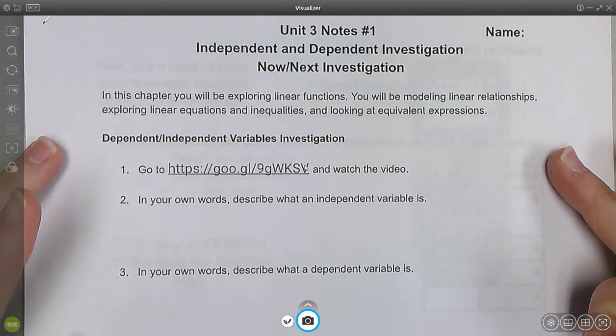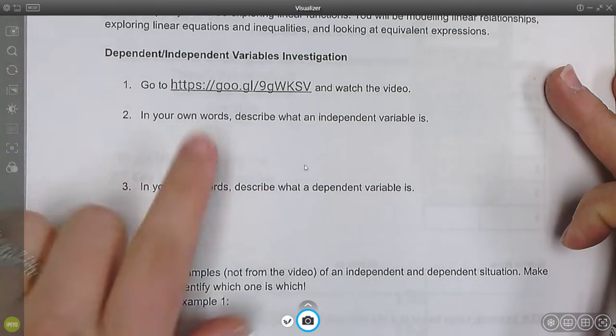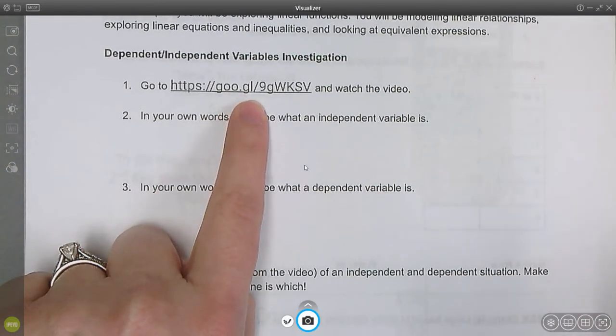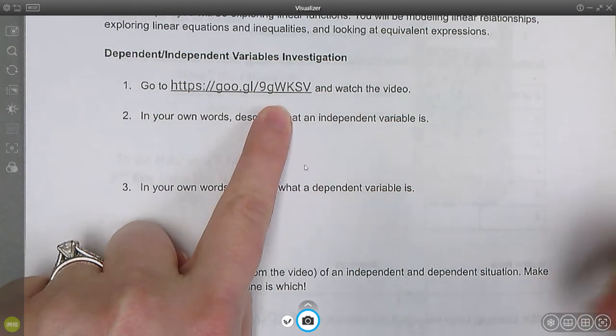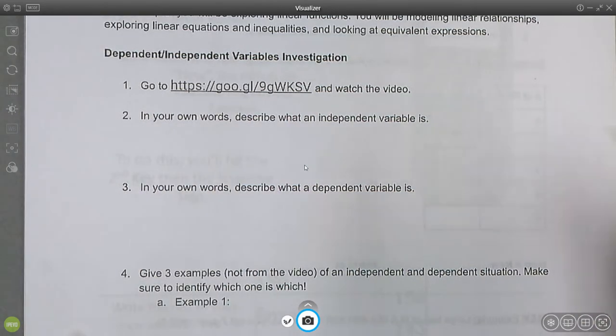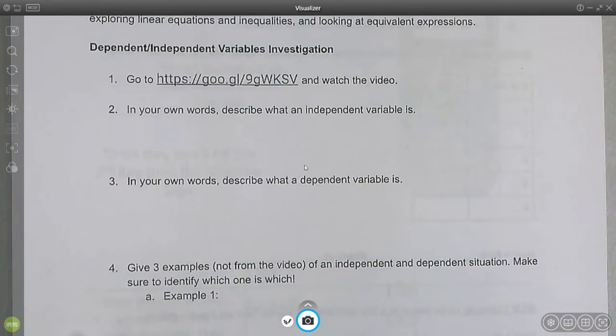Okay, so this first page is just about independent and dependent variables. You should be able to click on this link. If you can't figure out how to click on it, you can just type this in. There's a short video that talks about independent, dependent. Go through this page.